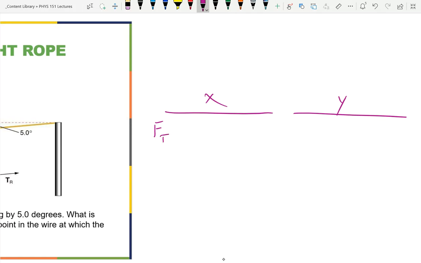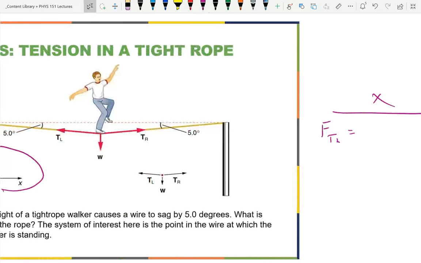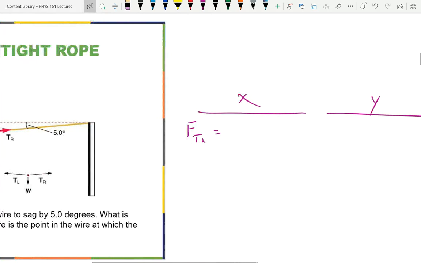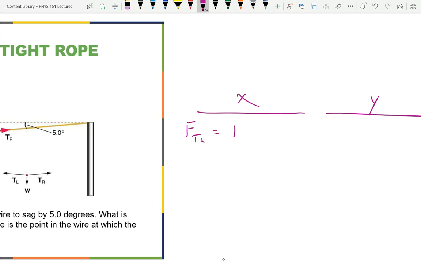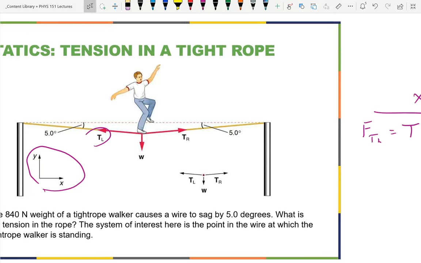The force tension left is going to be this one here. So it says TL. It has a magnitude of tension for the force. Remember, tension is the magnitude of the force that's being distributed by a rope. But then if I break it into components, because of this 5 degrees, my components are upward like that and to the left like that.